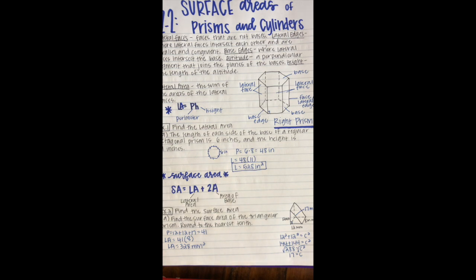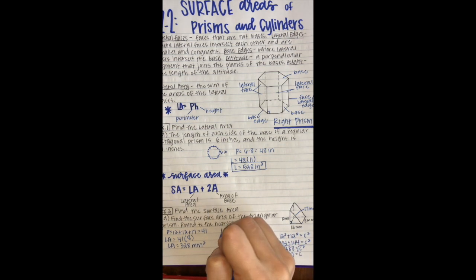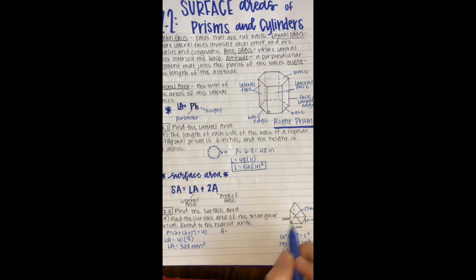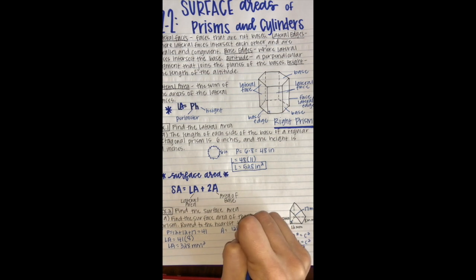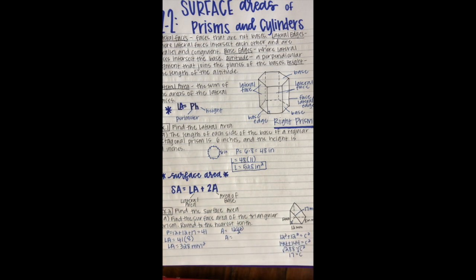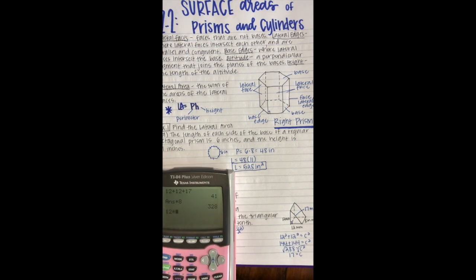So next is surface area, because that's what we're actually asked to find. So we've got to add 2 times the area of the base. We've got to find the area of the base first. So the base is a triangle. A triangle's area is base times height divided by 2. So 12 times 12 divided by 2. 144 divided by 2 is 72.